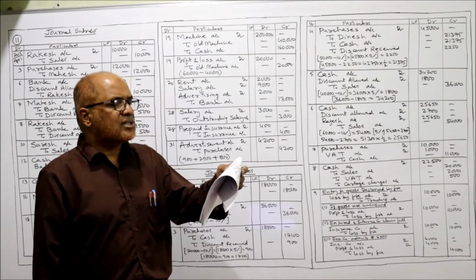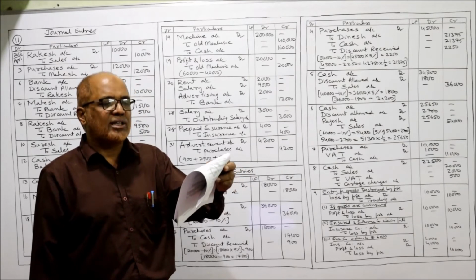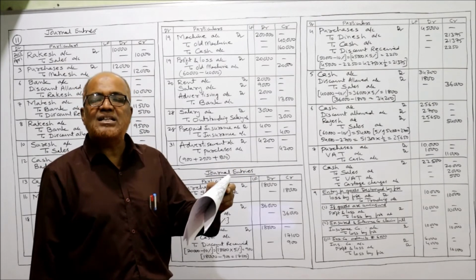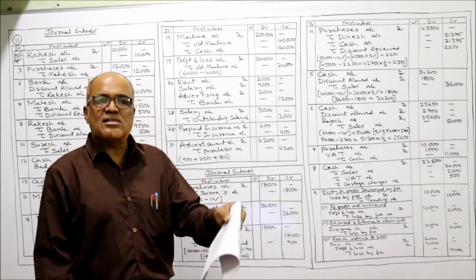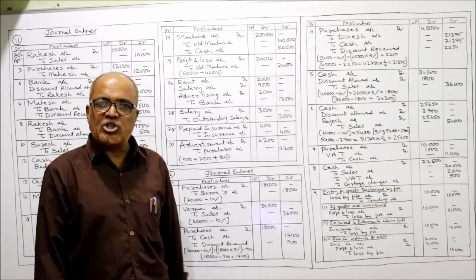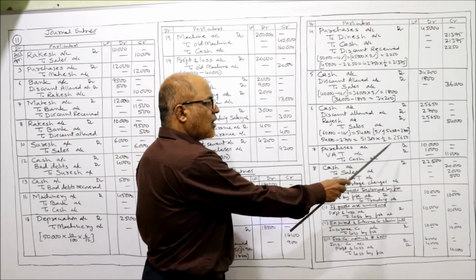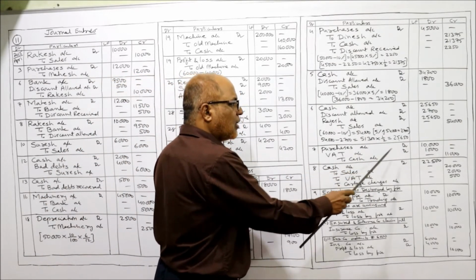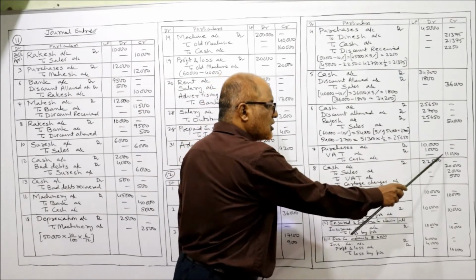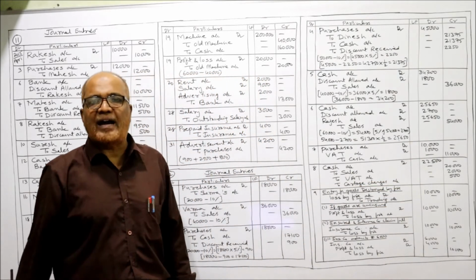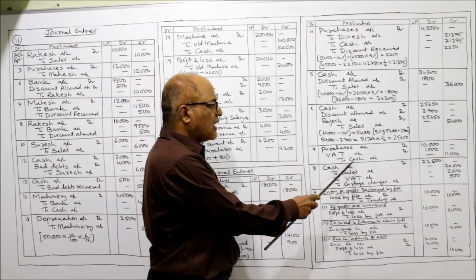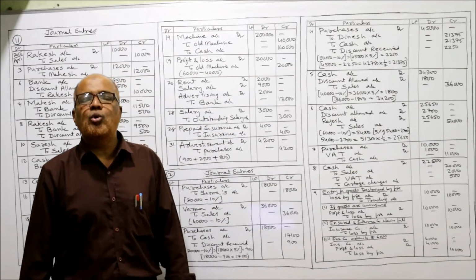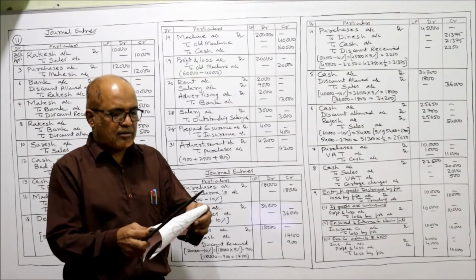Next, purchased goods for cash 10,000. VAT. VAT stands for value added tax. The value added tax is 10%. The goods are purchased. The entry will be purchases account debit 10,000, VAT account debit 1,000 to cash 11,000. We have paid the VAT, value added tax 1,000. So that will be added. Total cash paid is 11,000. Being the goods purchased and cash paid.